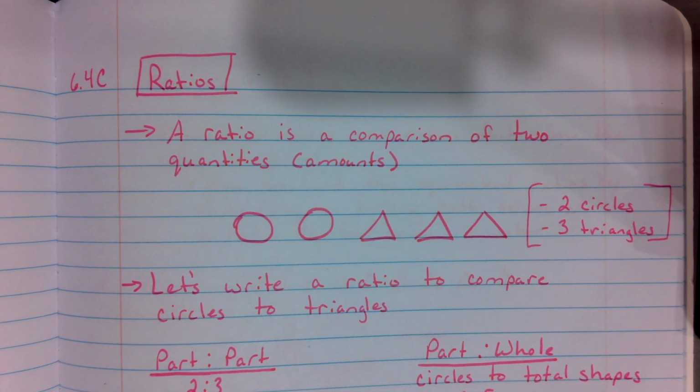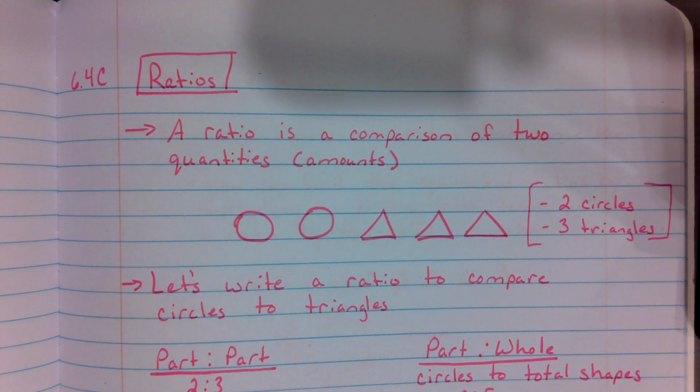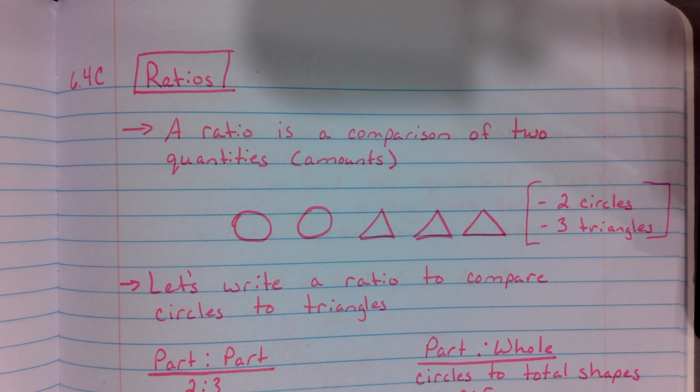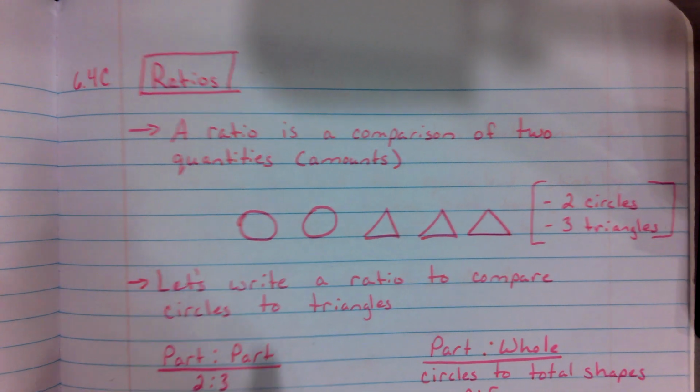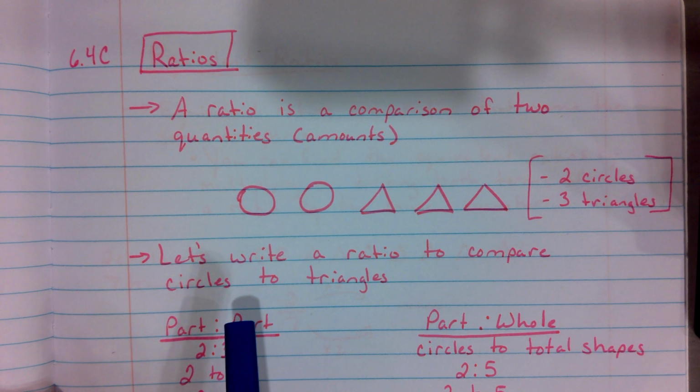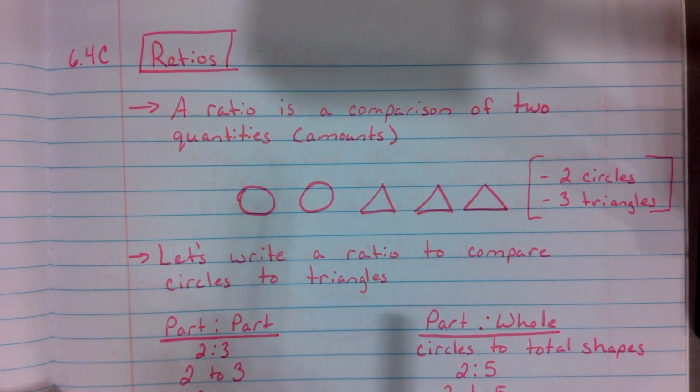All right, we are going to look at ratios from TEK 6.4c. A ratio is a comparison of two quantities or amounts. So an example we have here is two circles and three triangles, and we're going to write a ratio to compare the circles to triangles.